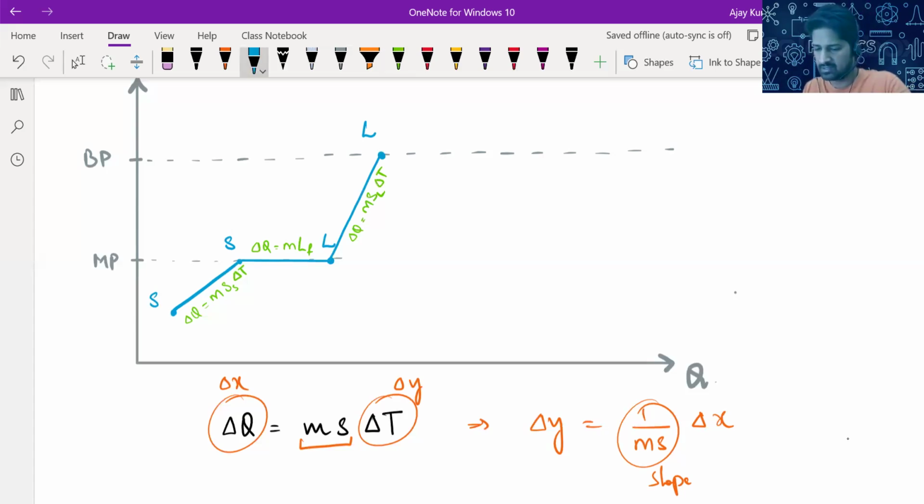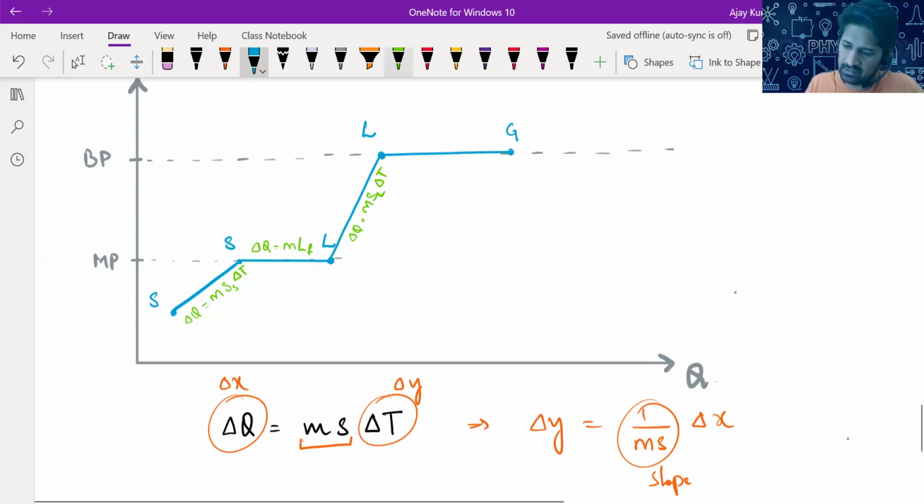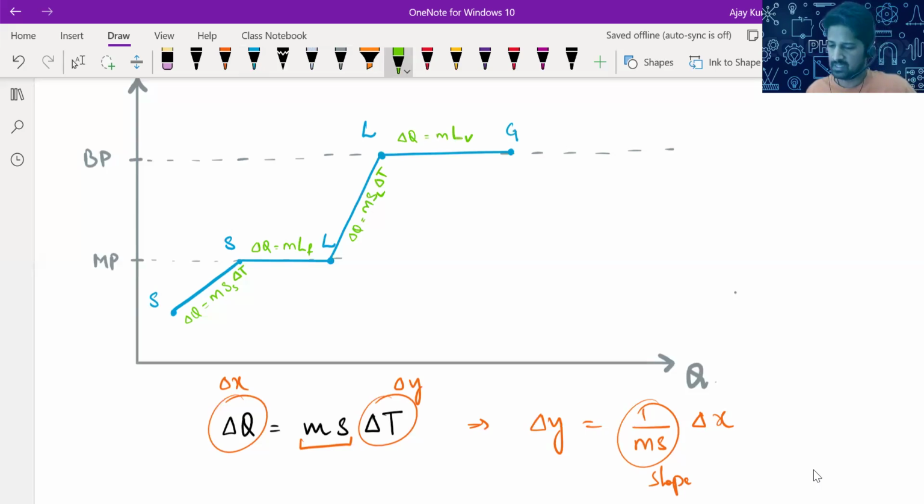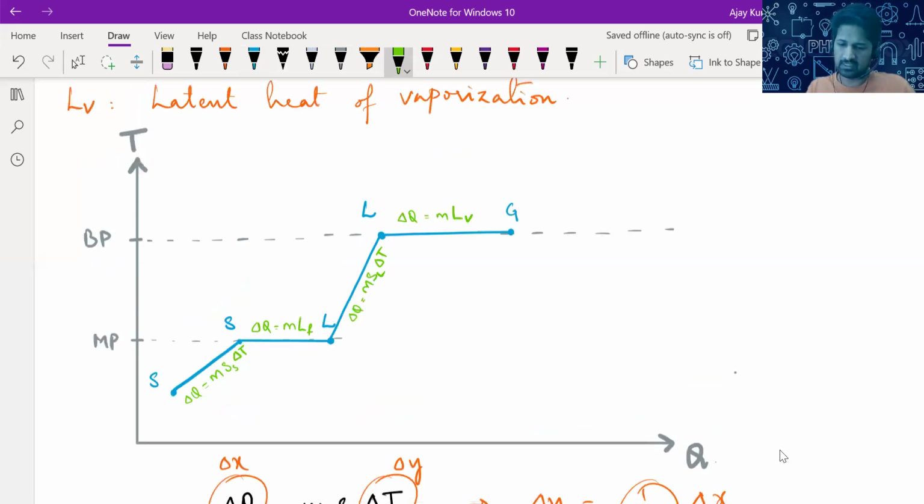Once all the liquid reaches the boiling point temperature, continue supplying heat. It will stay at that temperature and convert to gas. How much heat is needed to convert to gas depends on the latent heat. So liquid converts to gas, and the equation for that step will be delta Q is equal to mLV, latent heat of vaporization. And once it converts to gas, if you continue supplying heat, its temperature can increase to any extent. We'll assume it's a linear increase itself.